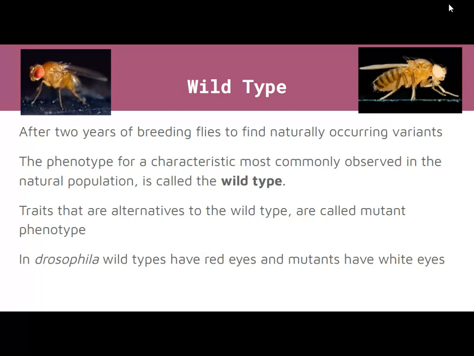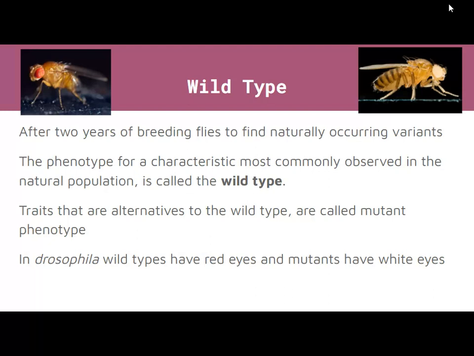So normally, a phenotype that is most commonly observed in a natural population is called the wild type. So if a plant is normally pink, but there's some sort of mutation that makes it purple, the wild type would be pink and the mutant would be purple. Traits that are alternatives to wild type are called mutant phenotypes.